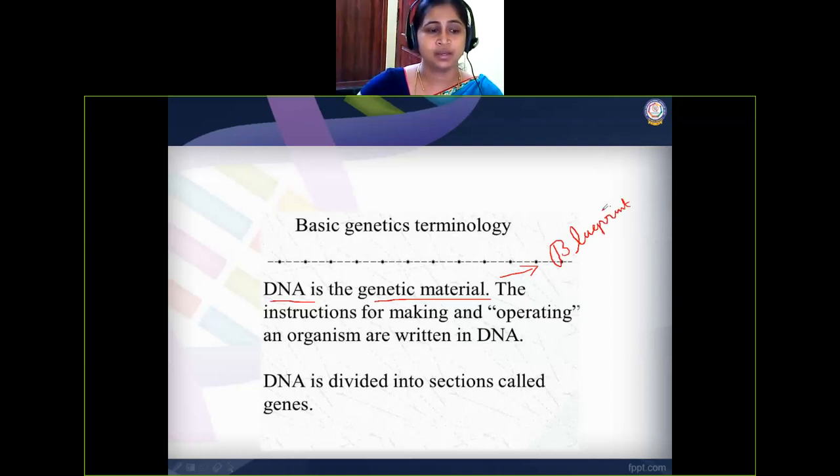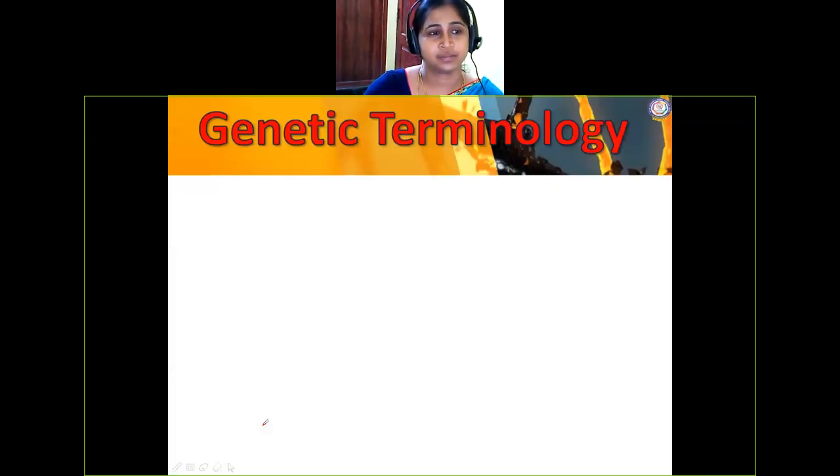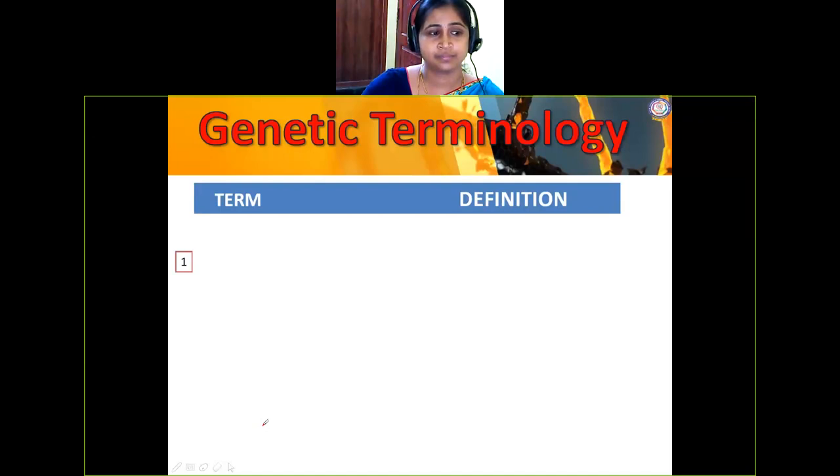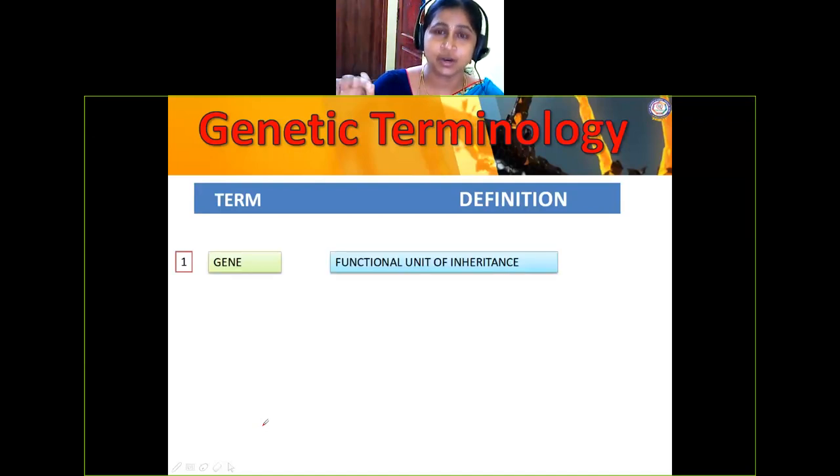This DNA is divided into sections and you call it a gene. In another simple term, a gene is nothing but the functional segment of a DNA. Okay, next term. Just now I told about the gene. It's a functional segment of a DNA or the functional unit of inheritance. Either way we can say.